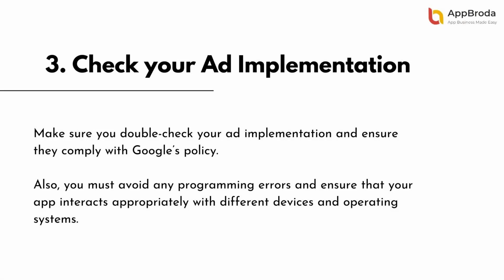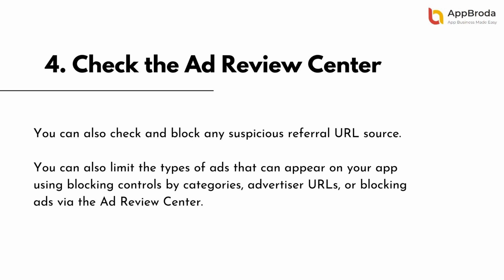Another practice you should include is to double check your ad implementation and ensure that you comply with Google's policy. You must avoid any programming errors and ensure that your app interacts appropriately with all devices and operating systems. A well-implemented ad placement can also protect you from accidental clicks. And finally, check your ad review center. Check and block any suspicious referral URLs you can find, and you can also limit the type of ads that appear on your app using blocking controls.